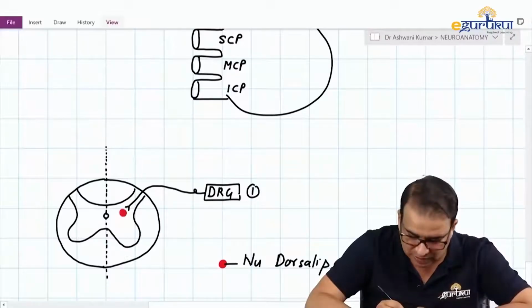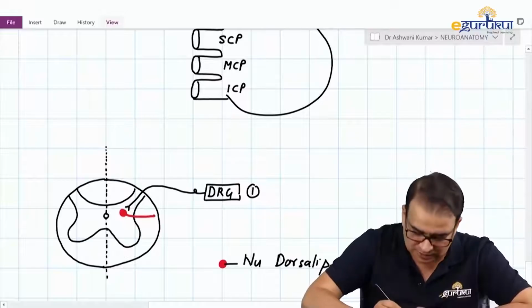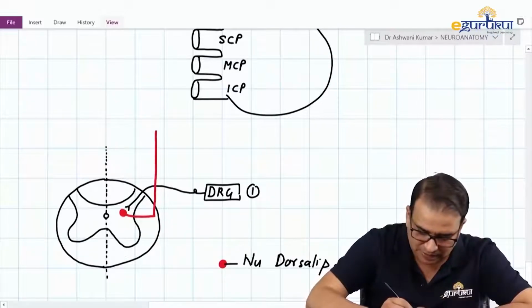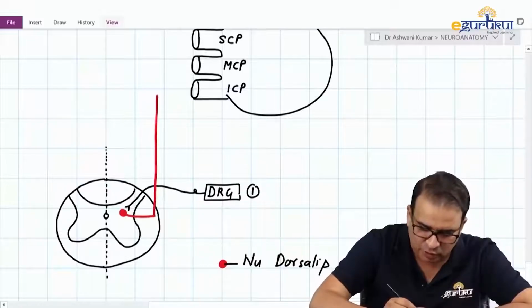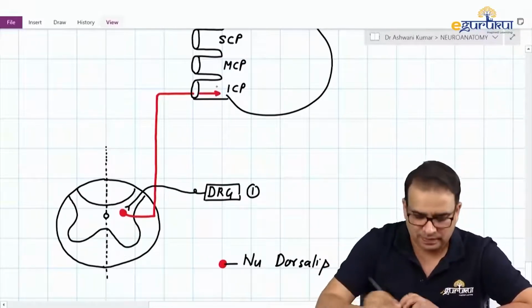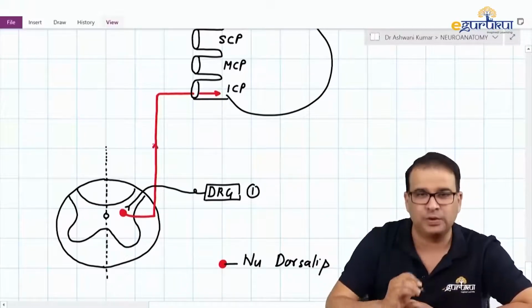To the same side. So the second order neuron will run from there and come to the same side. Then from there, they will ascend upward in the brainstem, and once they reach the medulla oblongata, not any further, in the medulla oblongata only, they will turn through the inferior cerebellar peduncle and go inside the cerebellum. That's the shortest possible pathway to reach there.